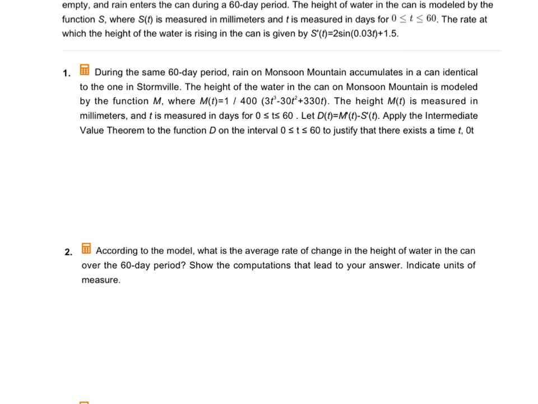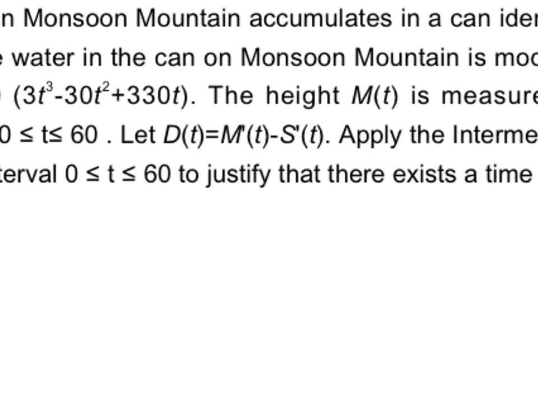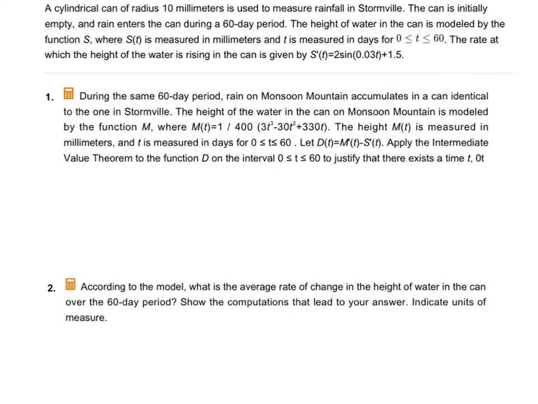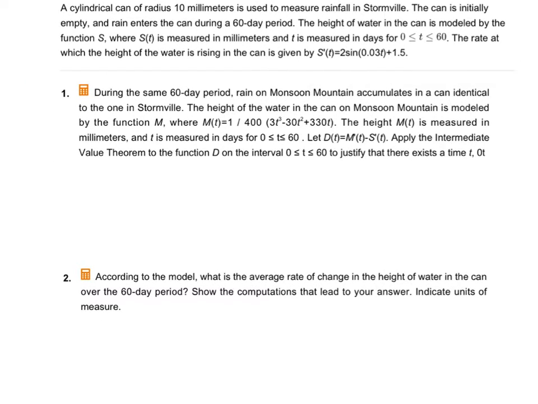Okay, now it tells you that some function d is m prime of t minus s prime of t. And they say apply the intermediate value theorem to the function d on this interval to justify that there exists a time t at which d of t equals 0.